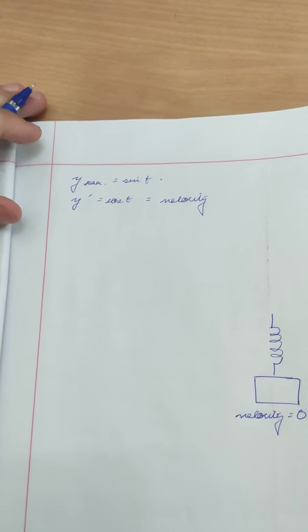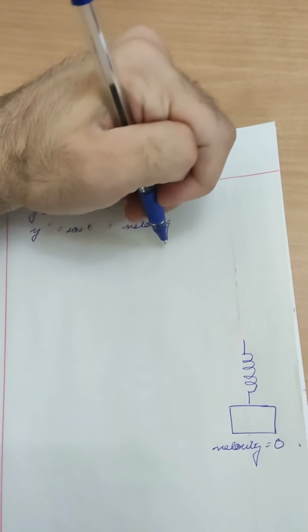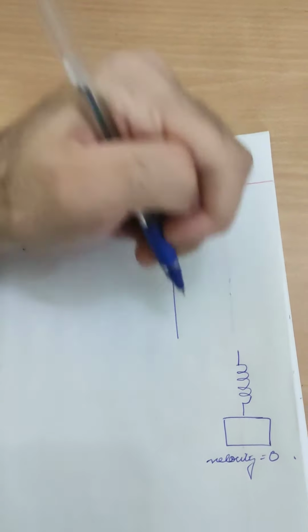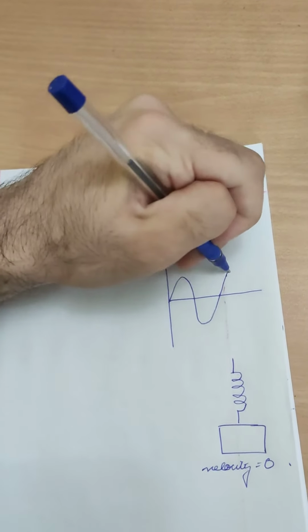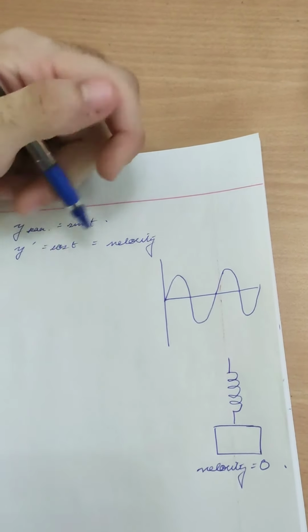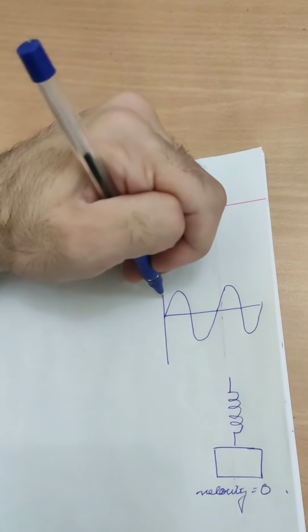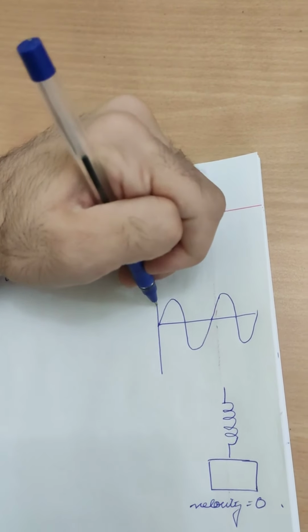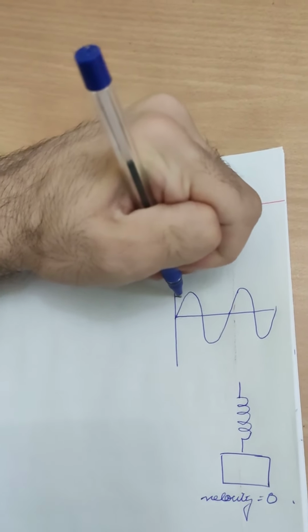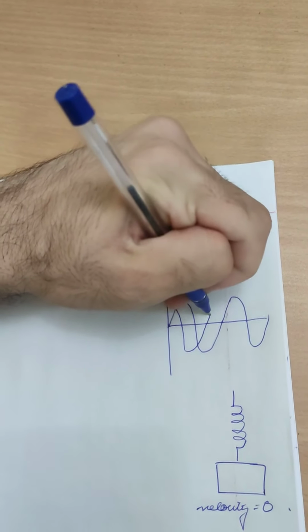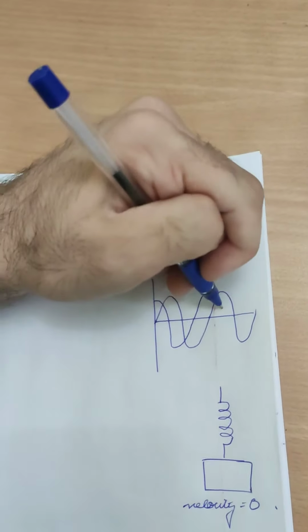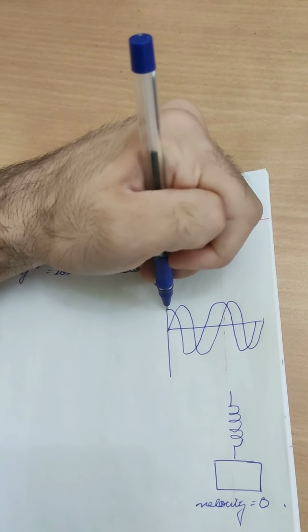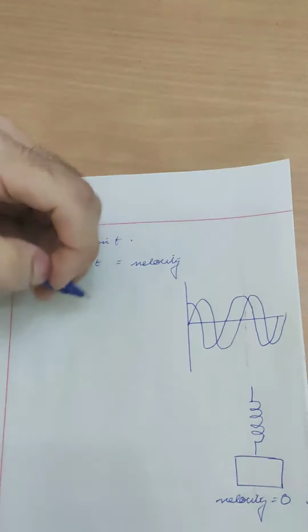So for y particular, the graph is obviously a sinusoidal graph. So the graph would be a very normal sinusoidal graph. And for y dash, the velocity, the graph would be a cosine graph. So it will be something like this. I hope I'm drawing it correctly. It will be something like this, right? So this graph is for y dash, and this graph is for y.